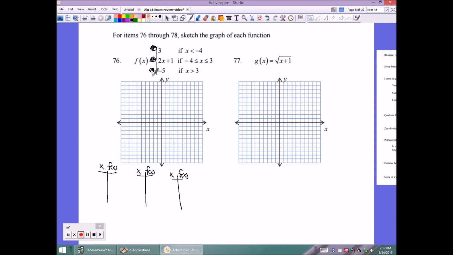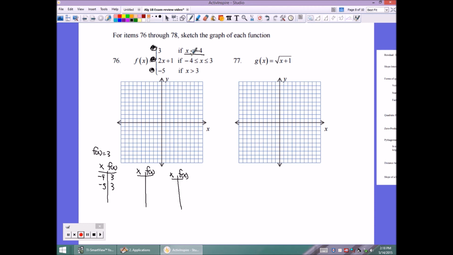Okay, so we have 3 different sections. This one says f of x equals 3, right? No matter what x is, it equals 3. But it's only if x is less than -4. So I want to start with -4, when x is -4 or less. What's a number less than -4? Maybe -5. No matter what, y is 3. Doesn't matter what the x is. If the x is less than -4, the y will be 3.